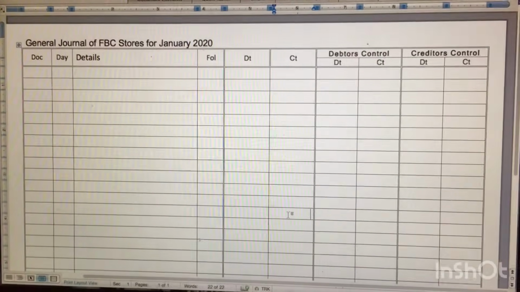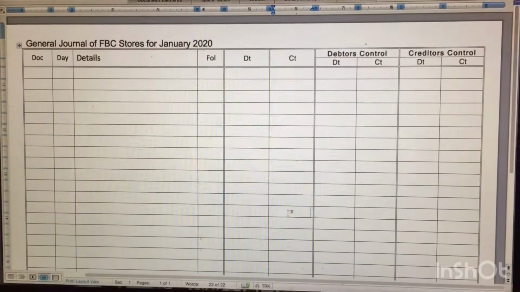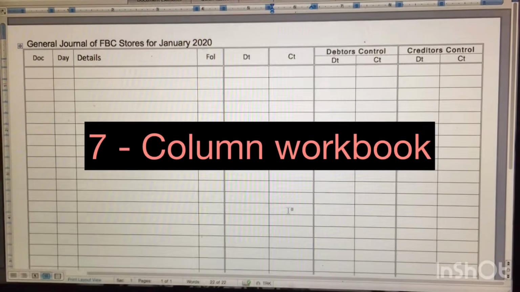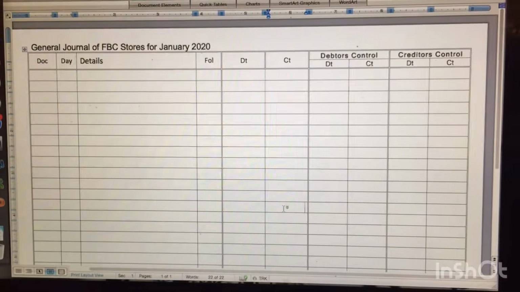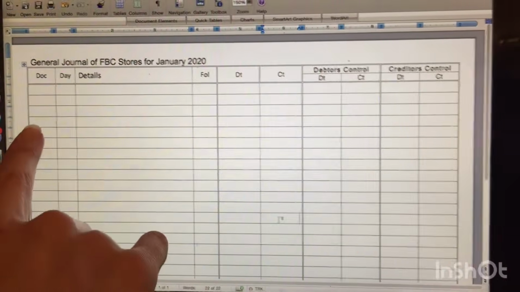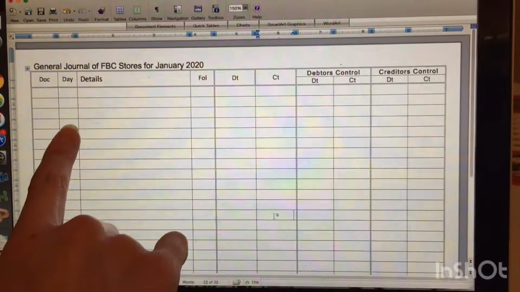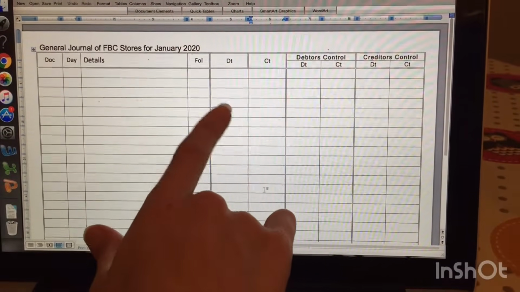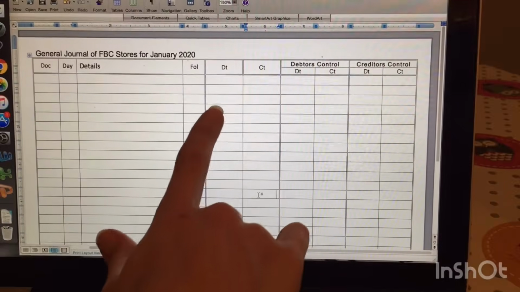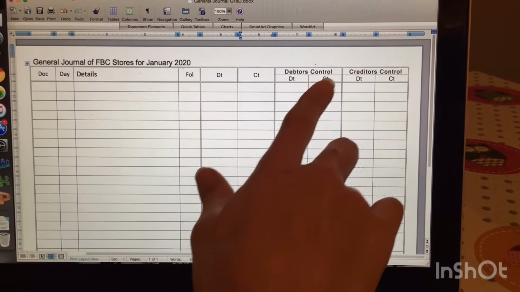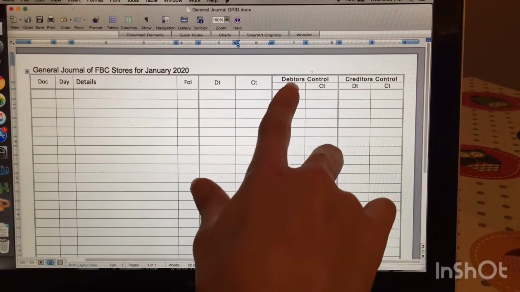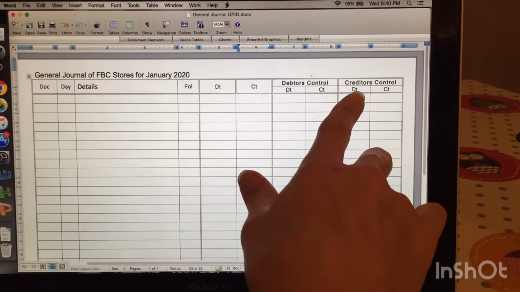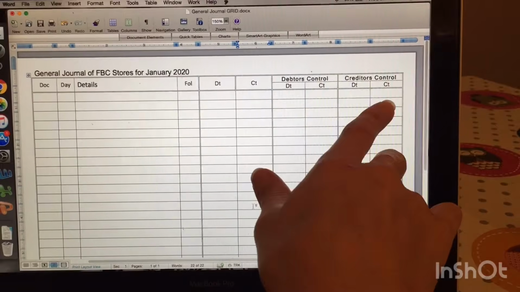Okay, so I just wanted to show you, this is how a general journal looks. You are going to do this in your 7-column exercise book. You'll see the first column is for your document, then you've got your day, you're going to enter the details, you've got a folio column, and then we're going to use 6 columns. It's going to be debit, credit, then we've got a column for debtors control, debit and credit, and then a column that we're going to name a heading for creditors control, debit and credit.